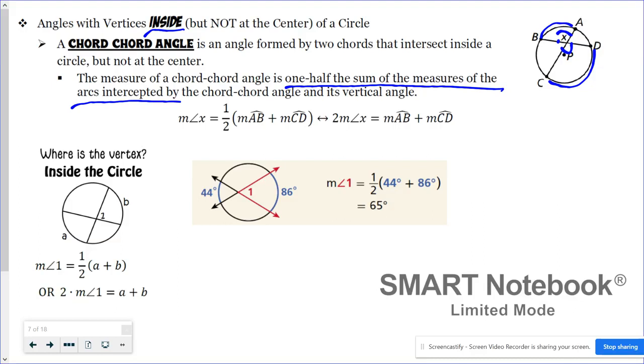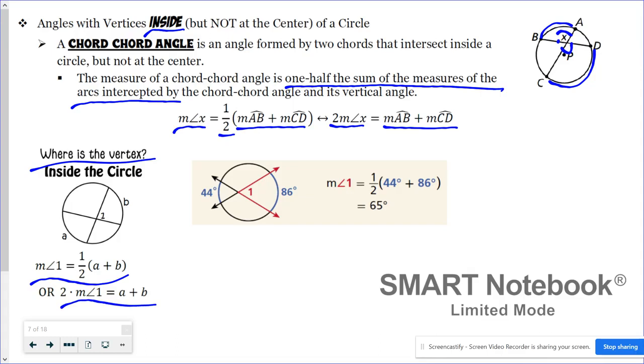So for that particular diagram, we can say the measure of angle X is equal to 1/2 the sum of those two intercepted arcs. And once again, if you don't like working with fractions, simply multiply both sides by 2 and you'll get 2 times the angle equals the sum of the arcs. So whenever we want to find angles or arc measures in a circle, we ask ourselves, where is the vertex? And if the vertex is inside the circle, the measure of the angle is 1/2 the sum of the two arcs, or 2 times the angle is equal to the sum of the two arcs.